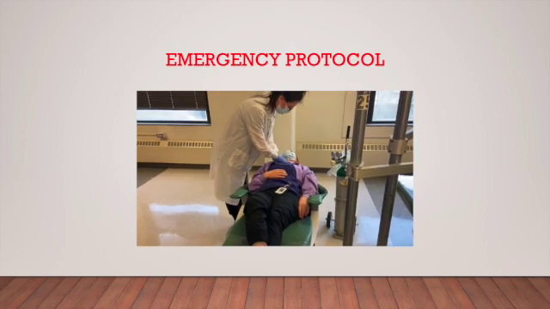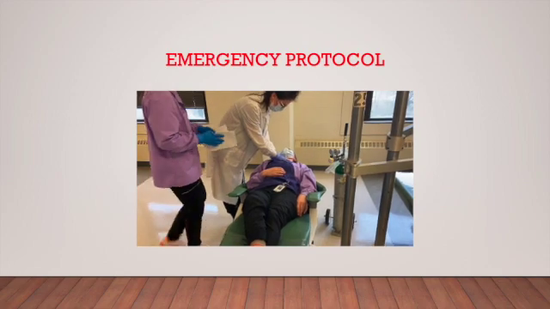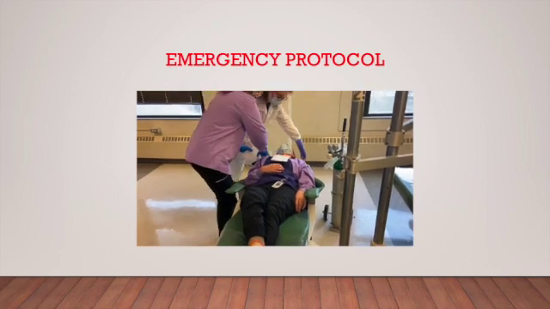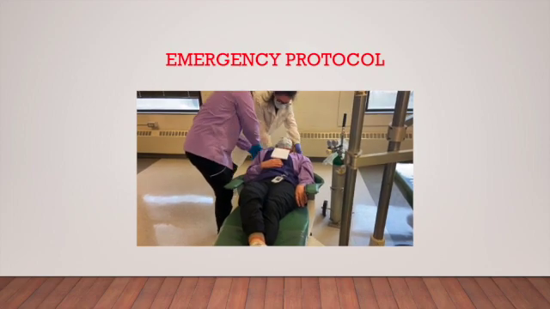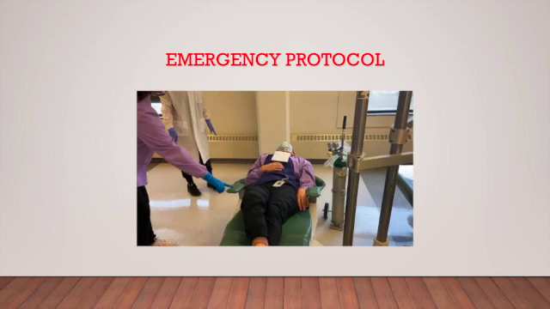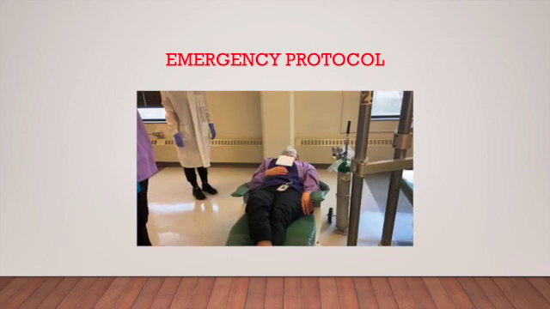Turn AED on and follow prompts. Place one pad on patient's right chest and then place other pad on patient's left rib area. Let the AED analyze. If shockable, give one shock. Make sure no one is near patient.